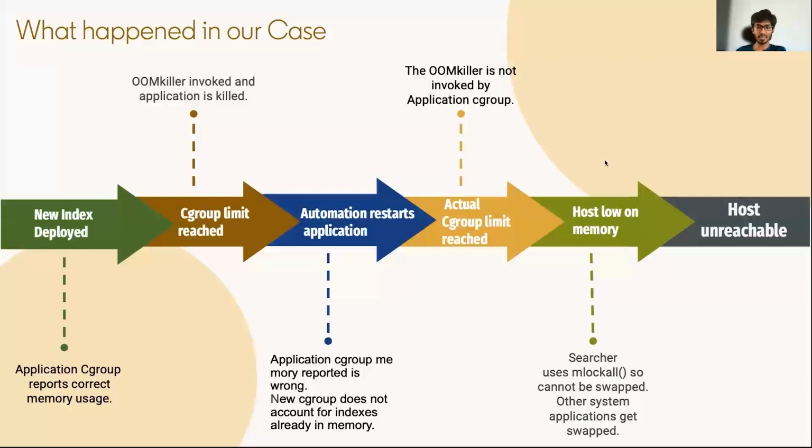At this point in time, Linux itself tries to save itself. Linux tries to swap out applications so that it can free up some memory, but unfortunately, Searcher uses mlockall, so it cannot be swapped. So other critical applications start getting swapped, and the host goes unreachable at that point, and there's nothing much to be done. And we have to reboot it. So that's what we figured out.